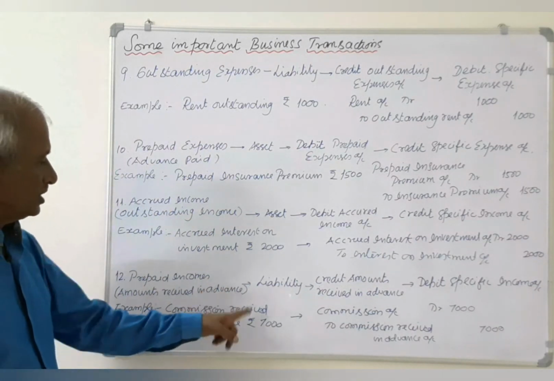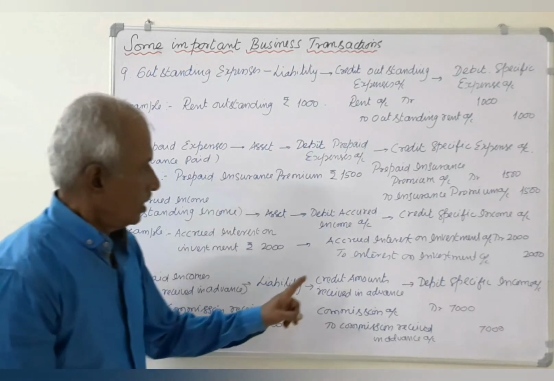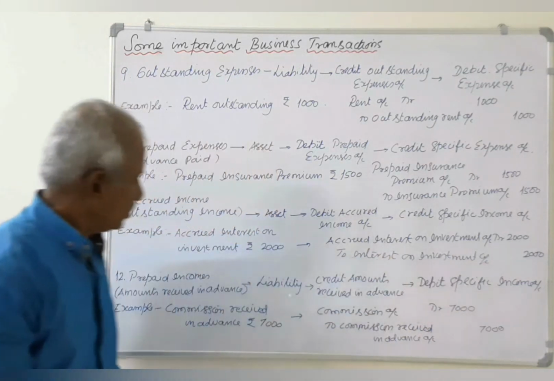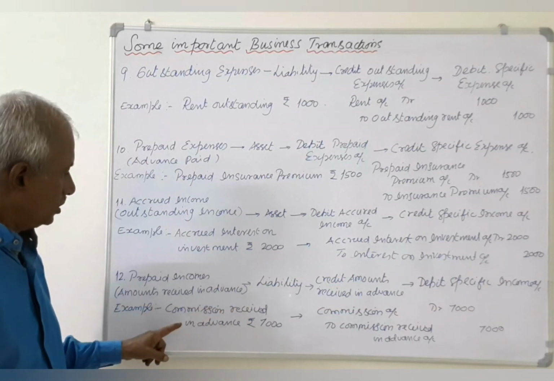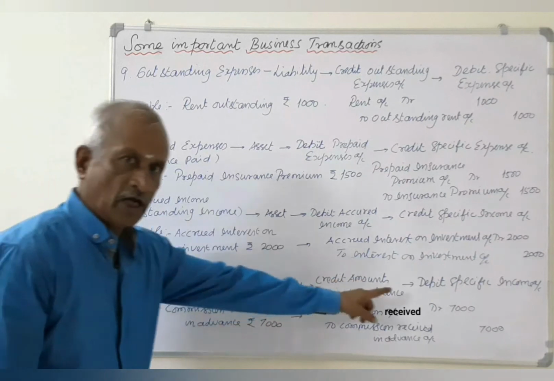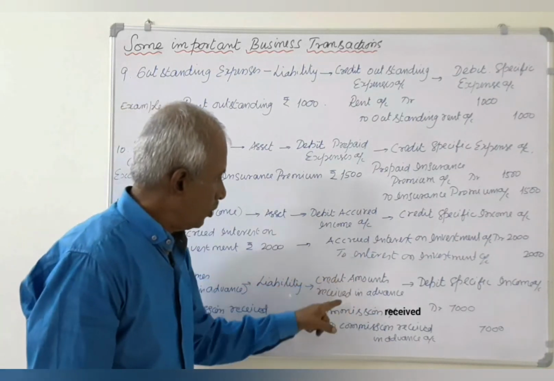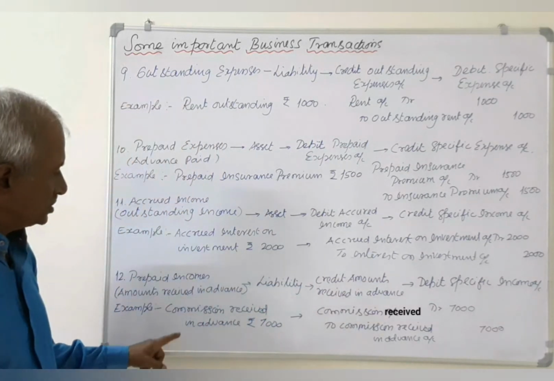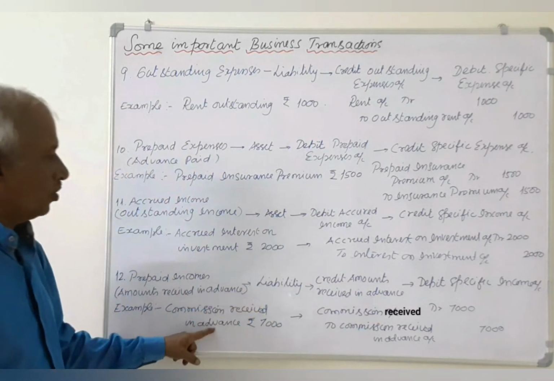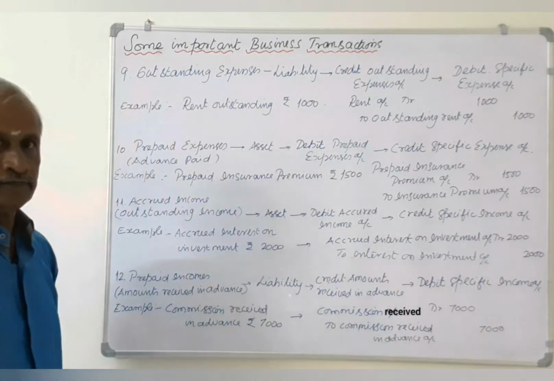Example, commission received in advance 7000. Debit specific income account. The specific income account is commission received. So commission received account debtor 7000. To credit amounts received in advance. Amounts received in advance is commission received in advance. So to commission received in advance 7000.